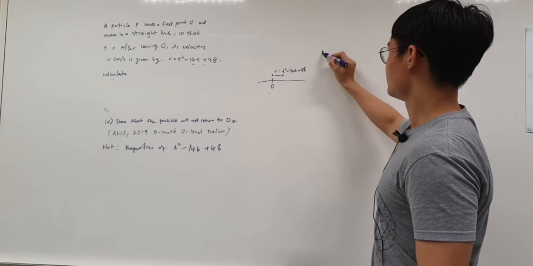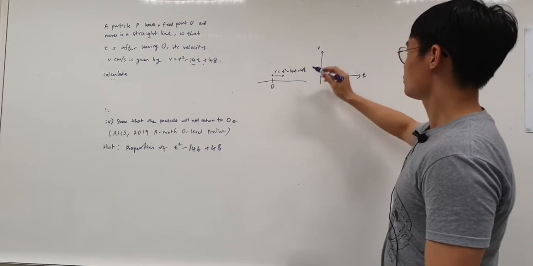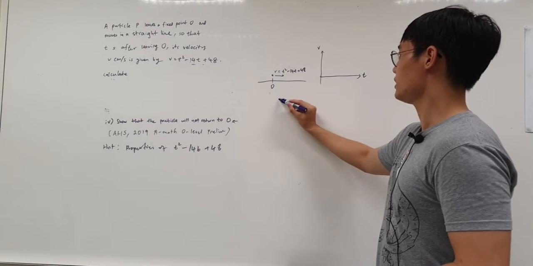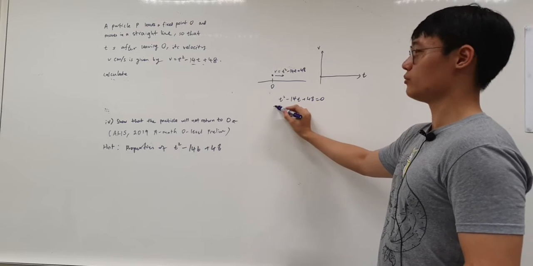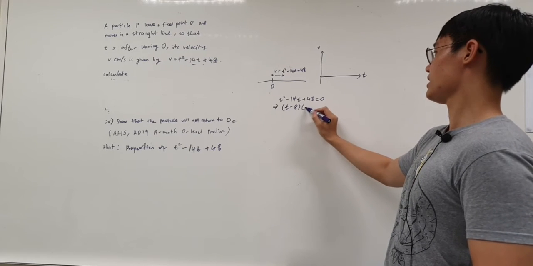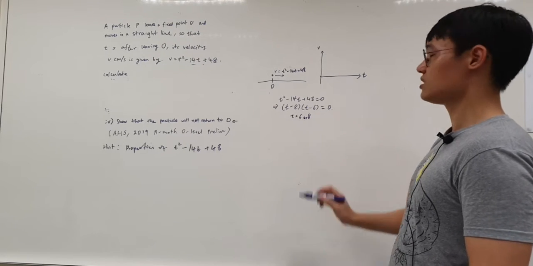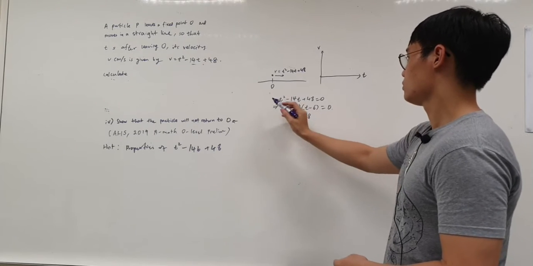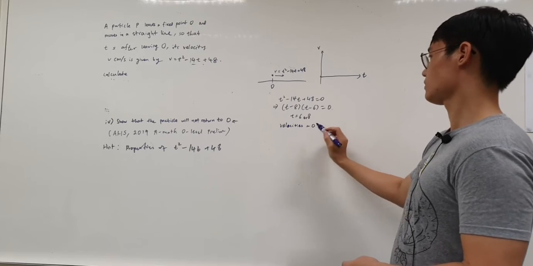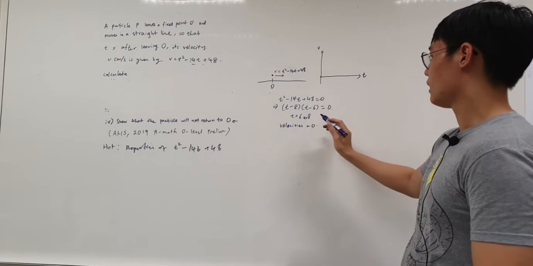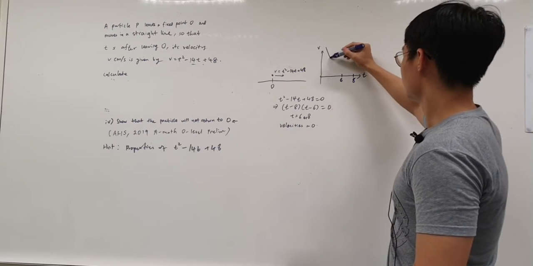So this is a velocity-time graph, v against t. Let's just draw a simple sketch. Let's see the roots of this equation. t squared minus 14t plus 48 equals 0, so (t minus 8)(t minus 6) equals 0, and t is 6 or 8. This is when the velocity is 0. So when the velocity is 0, t is equal to 6 or 8. Let's say this is 6, this is 8, and we have this graph over here.